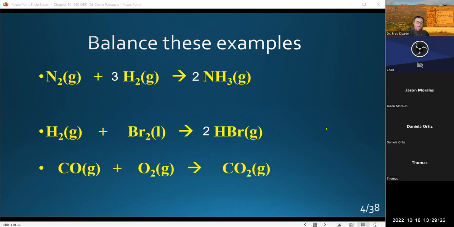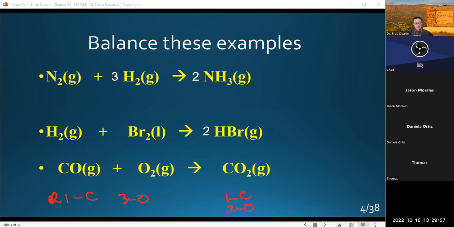Okay, little bit more of a challenge here, somewhat. We have 1 carbon, okay, 3 oxygens total, 1 in the form of carbon monoxide and 2 in the form of oxygen gas. We got 1 carbon on the product side and 2 oxygens, okay?